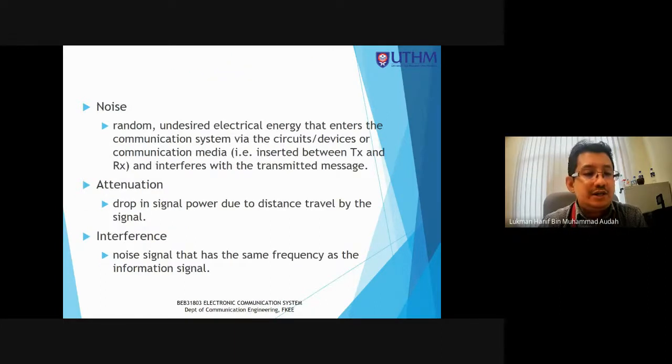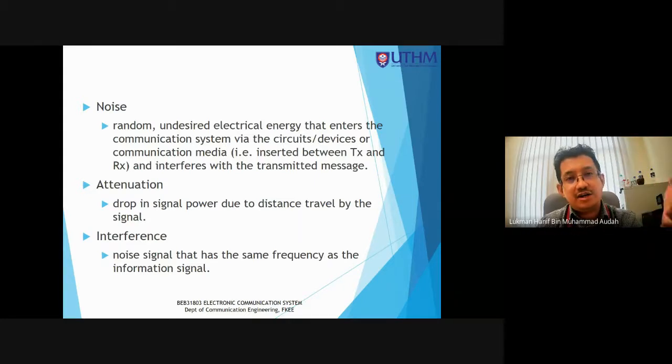Okay, so inilah dia yang kita selalu tanya tadi. This is the thing, the topics that we always ask students in test and also in final exam. Explain about the transmission impairments. So you need to state noise, attenuation, interference. Okay, ada dia punya jawapan dan ada explanation-nya.